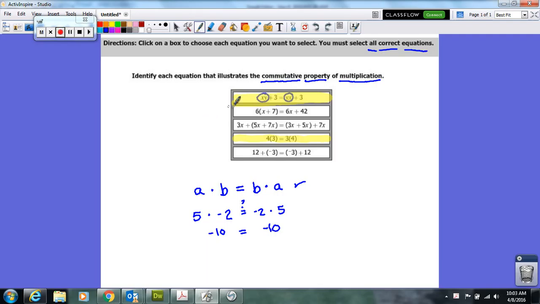All right, so to solve this problem correctly, we need to make sure we're carefully reading the directions, recognizing there's possibly more than one correct answer. And in this case, we need to make sure we understand what the commutative property for multiplication is. We need to know all of our properties because you will guaranteedly see at least 2 or 3 questions on your SOL test that tie into properties.